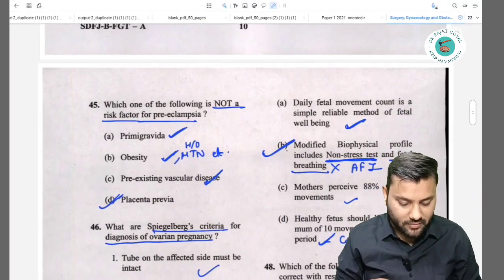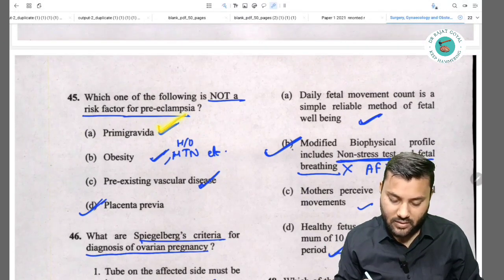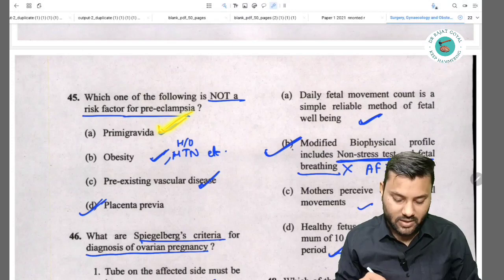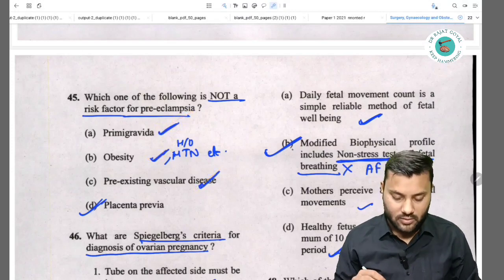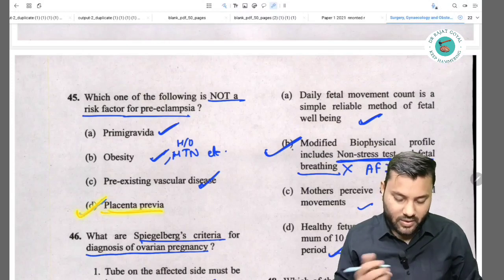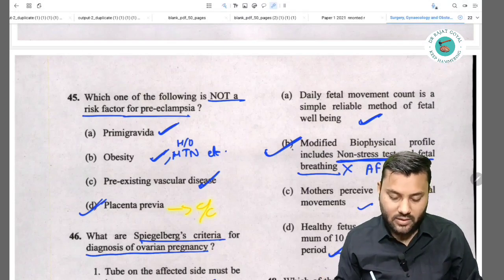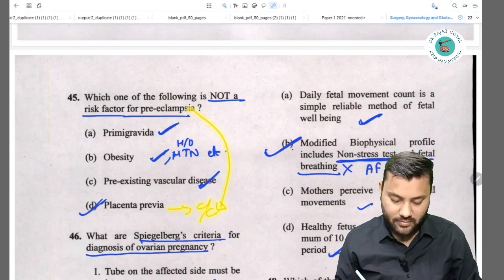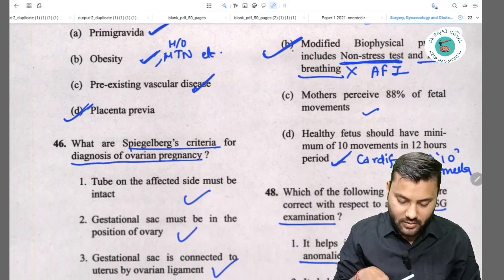Which of the following is not a risk factor for preeclampsia? Primary gravida is a known risk factor for preeclampsia. Obesity and pre-existing vascular disease are also risk factors, but placenta previa is not a risk factor. Placenta previa is a complication of preeclampsia, but not a risk factor.